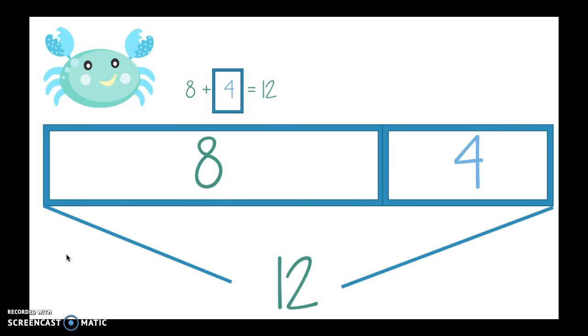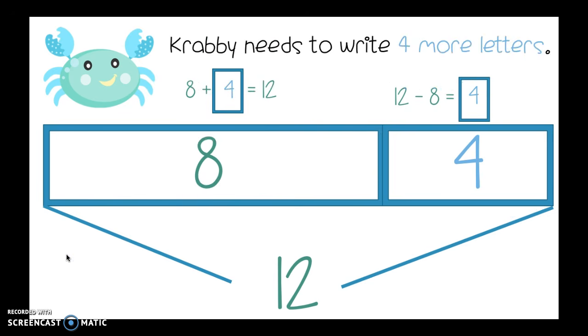That's perfect. Also, if you'd prefer subtraction, you could do 12 minus 8. And if you count back, 12, 11, 10, 9, 8, 7, 6, 5, 4. Oh, I got 4 again. Man, oh man, I'm rocking and rolling. Because either way, if I draw a picture or if I just do numbers, I still found out that Krabby needs to write 4 more letters.